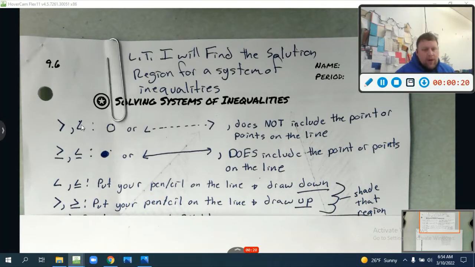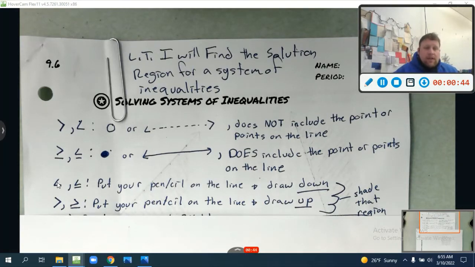This is just greater than or less than. We use either an open dot on a number line or a dashed line on a graph, and this indicates that it does not include the point or the points on the line. If it has the or equal to, for greater than or equal to or less than or equal to, it's either a closed dot on a number line or a solid line on a graph, and it does include the point or points on the line.